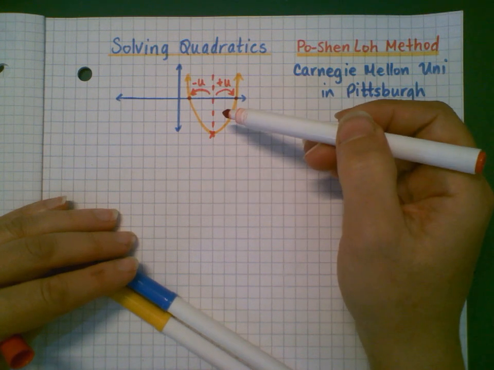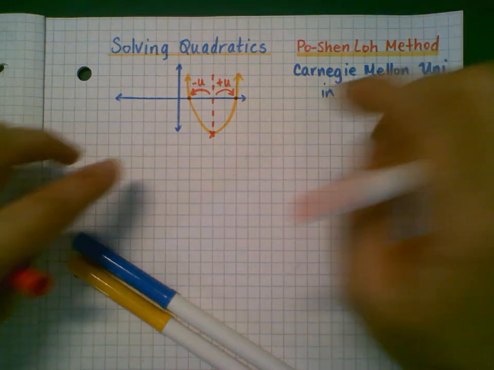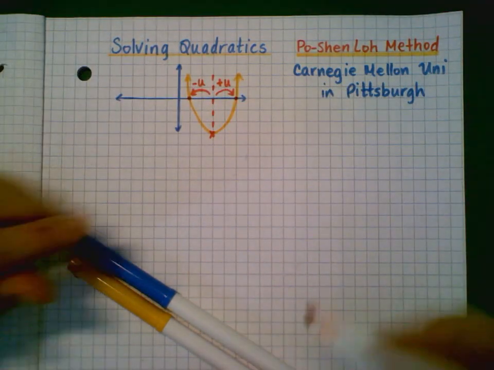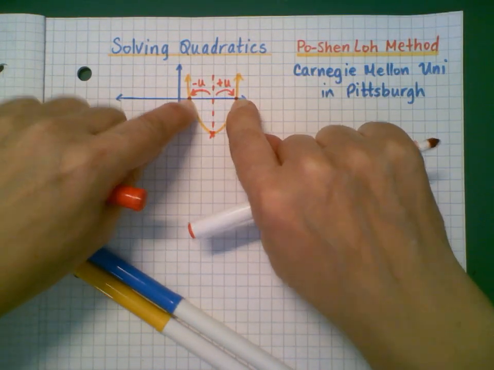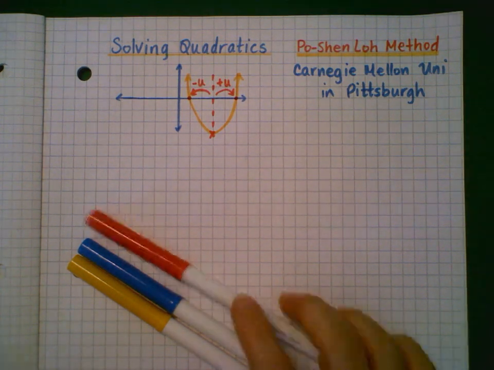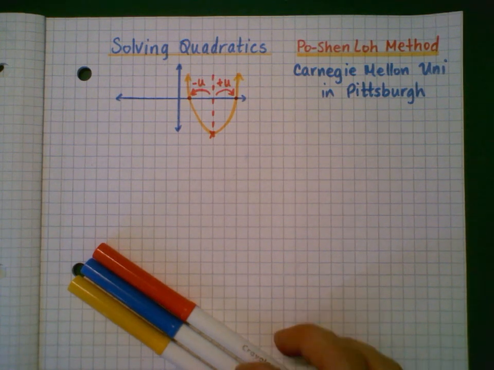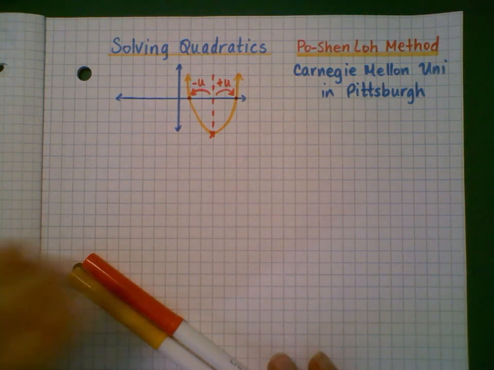It could be opening up, opening down. Even if it doesn't have real solutions, it's possible that the entire curve is above the x-axis. But as long as you know where that axis of symmetry is, you can determine where the zeros would be, or the solutions would be. So this technique is very, very efficient for solving all kinds of quadratic equations.